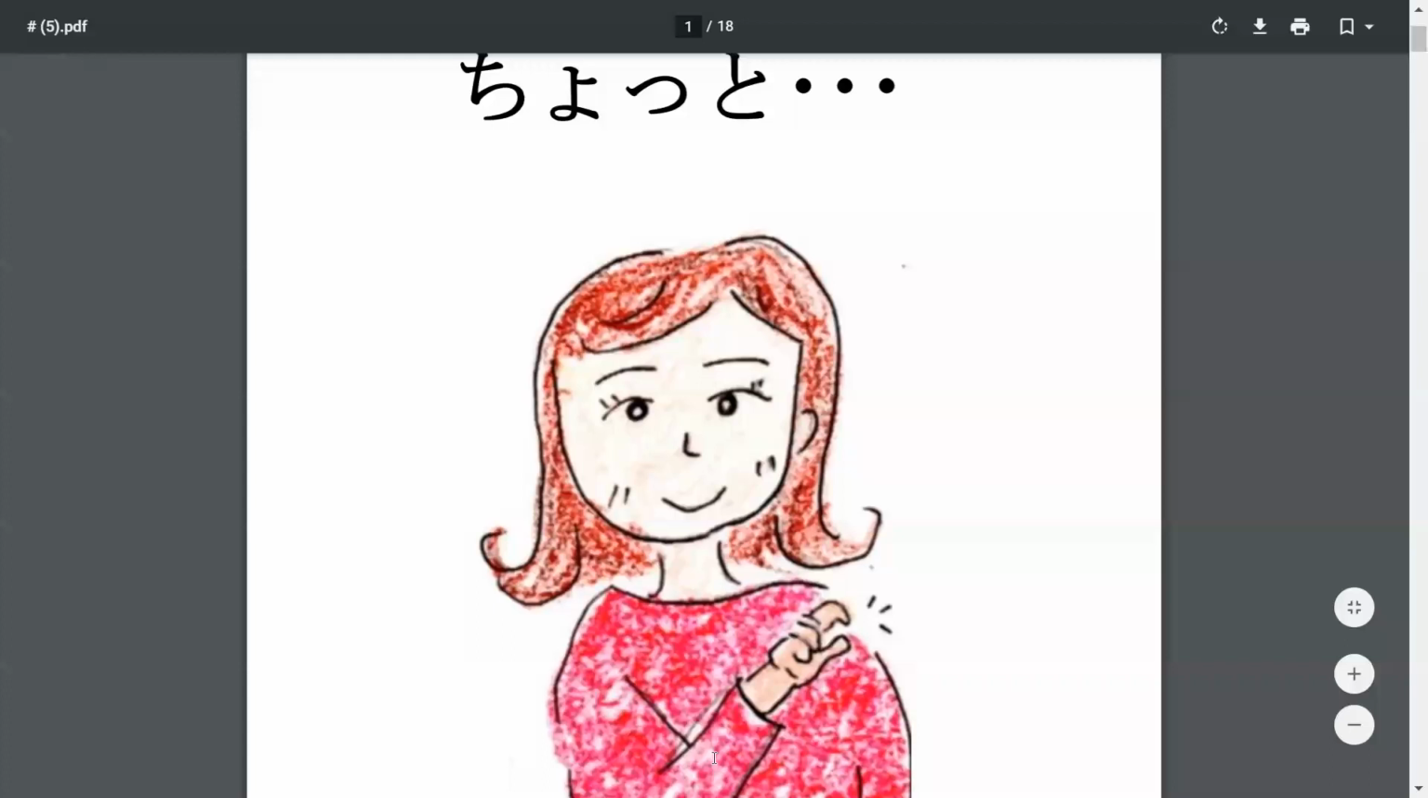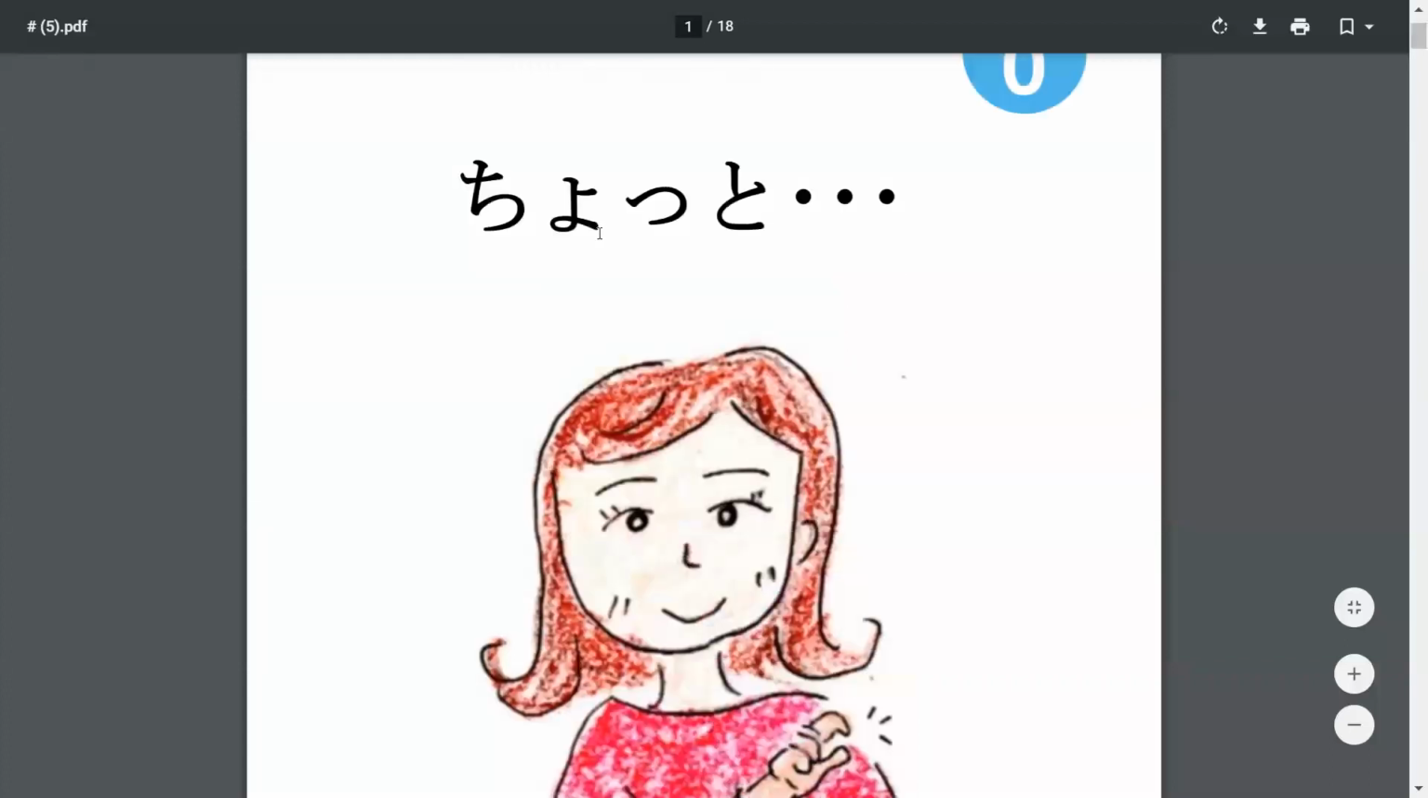We have our word chotto. Chotto has two meanings as an adverb of quality and an adverb of quantity.